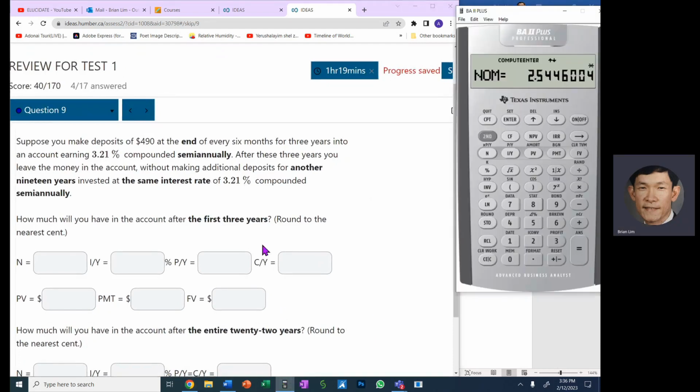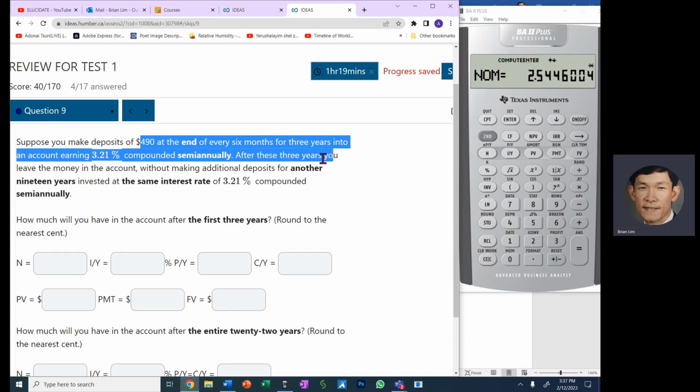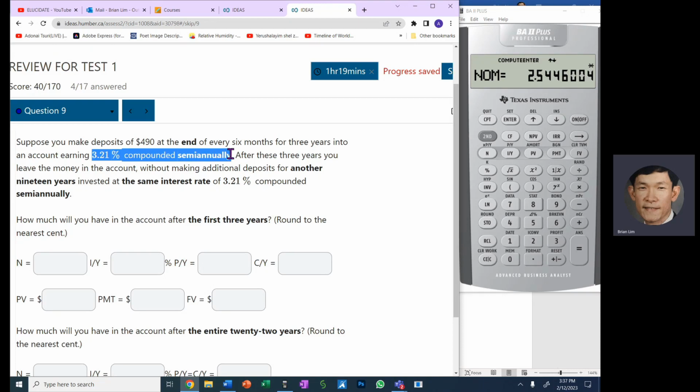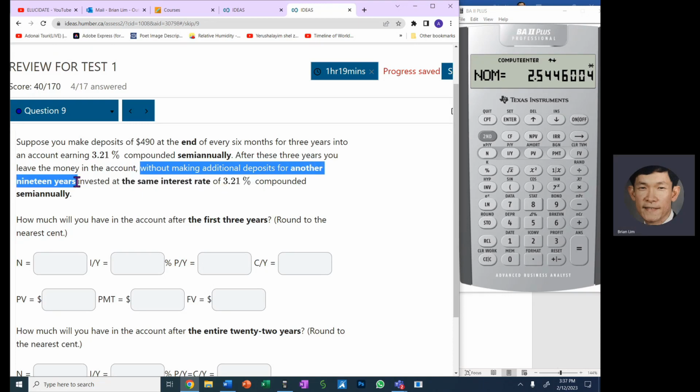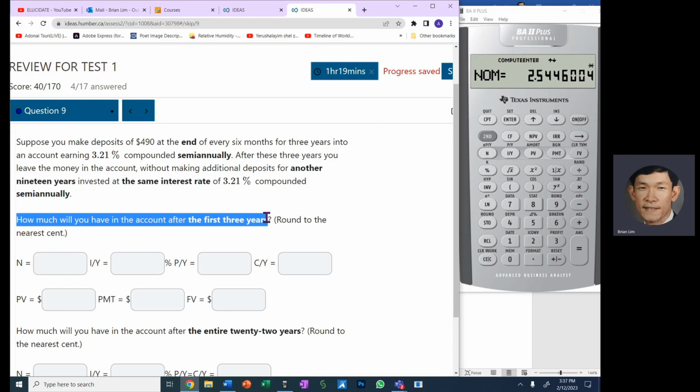All right, suppose you deposit $490 at the end of every 6 months for 3 years into an account, earning 3.21% compounded semi-annually. After these 3 years, you leave the money in the account without making additional deposits for another 19 years, invested at the same interest rate of 3.21% compounded semi-annually. How much will you have in the account after 3 years?